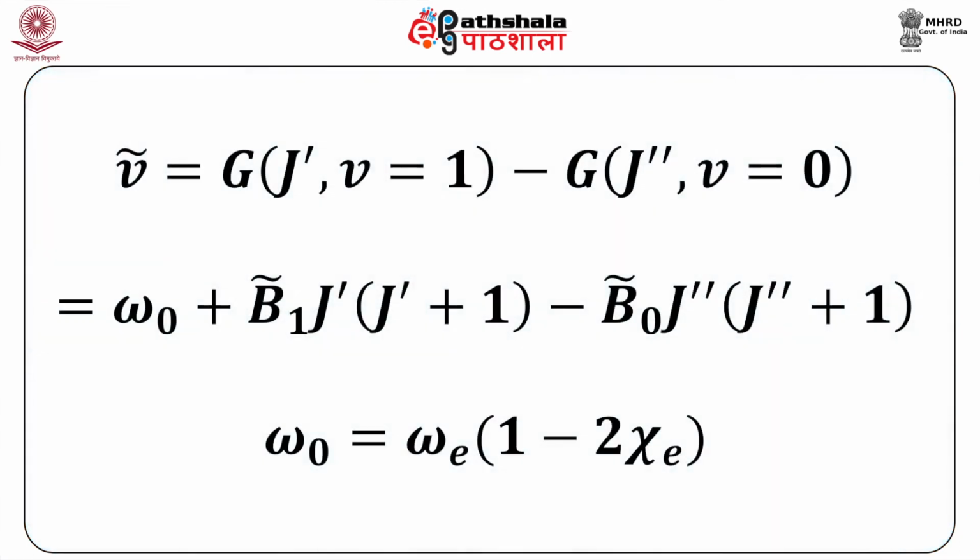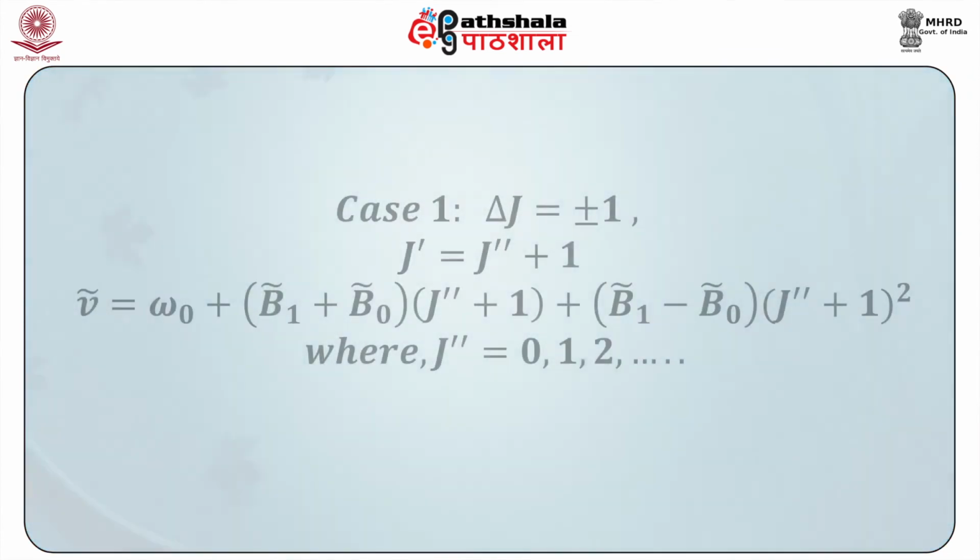It is given by the difference between G, the vibrational term, at v equal to 1 and G at v equal to 0, plus the rotational terms. This gives you omega 0 plus B1 J prime into (J prime plus 1) minus B0 J double prime into (J double prime plus 1), where we have substituted omega 0 is equal to omega e into (1 minus 2 chi). So, we now have two cases.